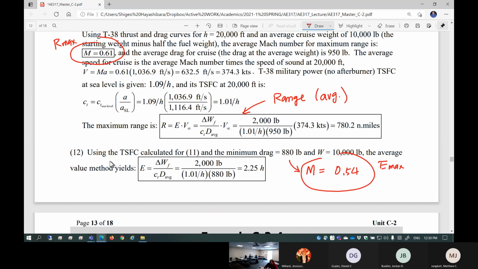And then obviously 11 and 12 are very closely related. However, the condition is different. For maximum endurance, you're going to choose the minimum power point. So the drag value is a little bit different. It's a slightly lower value than the maximum range case. For maximum endurance, drag is slightly lower because the condition Mach number for maximum endurance is different.